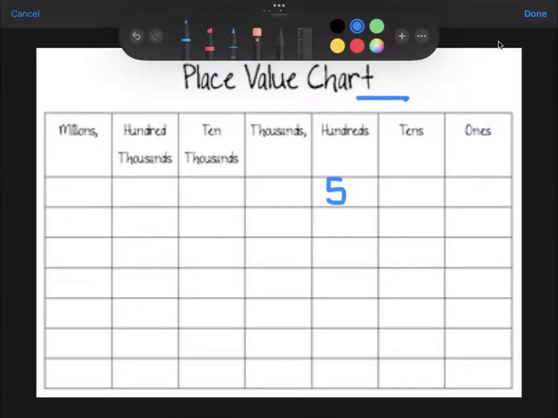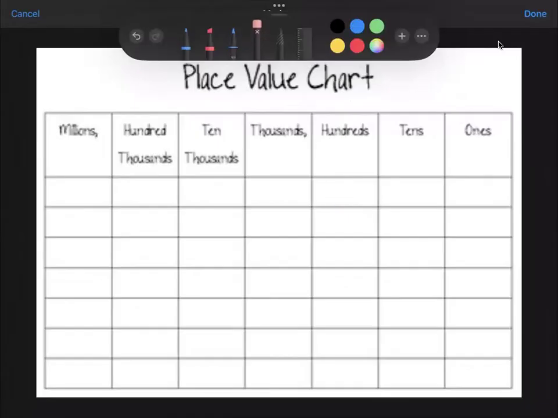So as we move across the place value chart, as we move the placement of our digits, their value goes up by 10 times as much. So ones to tens is times 10, tens to hundreds is times 10. So when we're talking about the value of a digit, we're talking about where it is in the number and how much that placement represents.